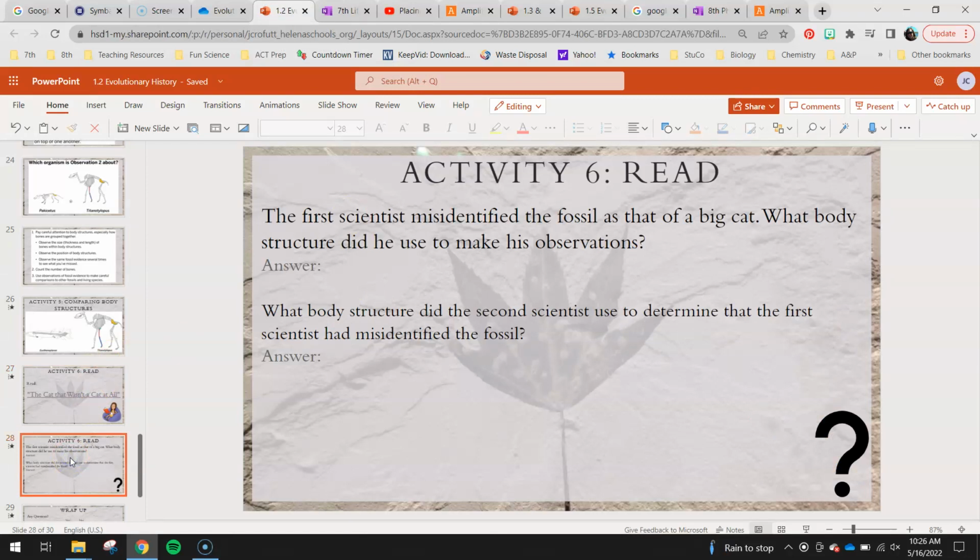The first scientist misidentified the fossil as that of a big cat. What body structure did he use to make his observations? And what body structure did the second scientist use to determine that the first scientist had misidentified the fossil? So what did the second scientist do that corrected the first scientist?